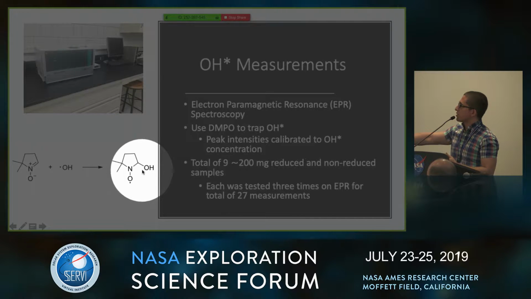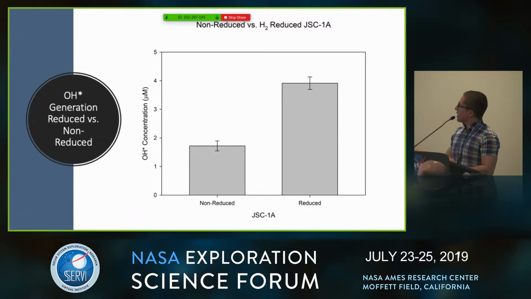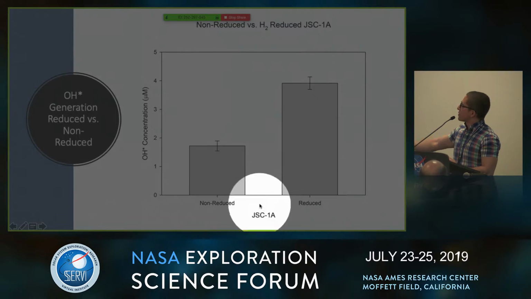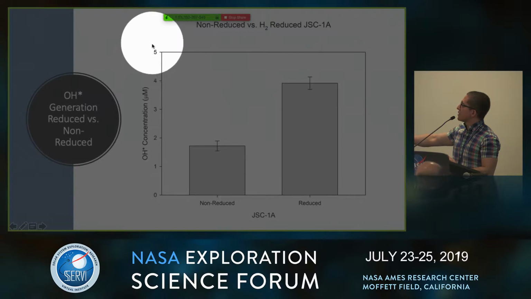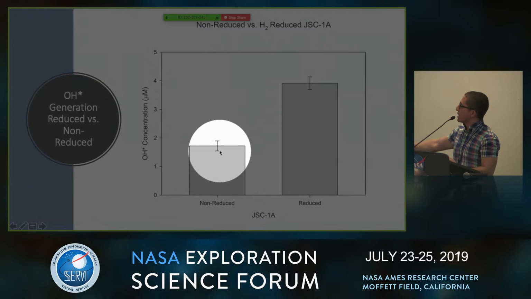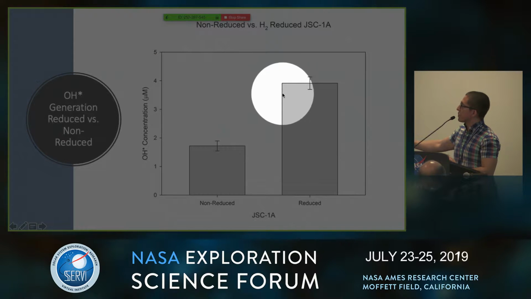It has to be attached to something more stable. And so what we got out of it was the results on the next page: reduced JSC1A is way more reactive compared to non-reduced JSC1A. Here on the y-axis, we have the amount of OH radical being generated. For the non-reduced sample, we're only making about 1.8 micromoles of OH radical, whereas for the reduced, we're making double that. We're making about 4.